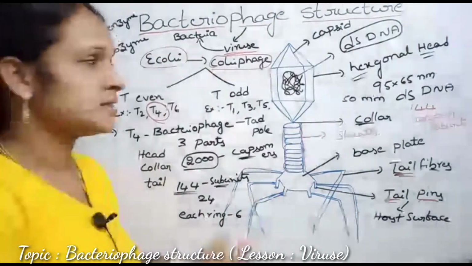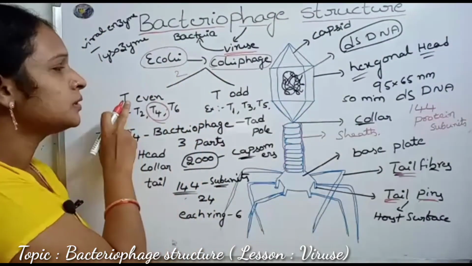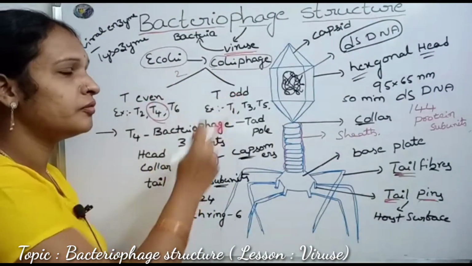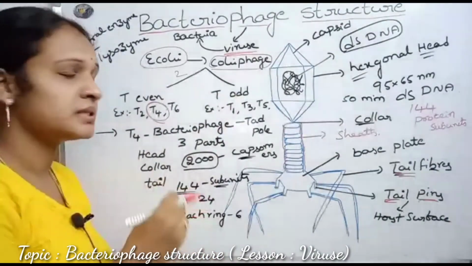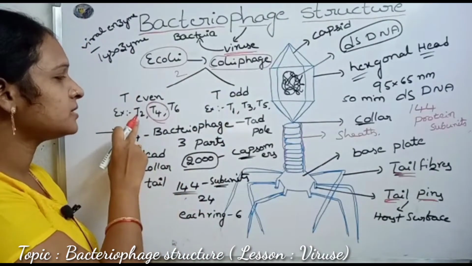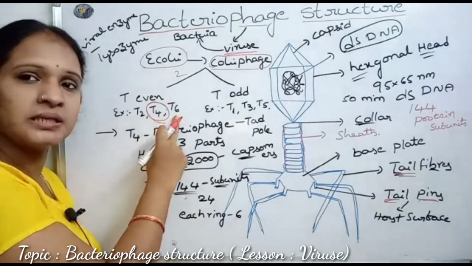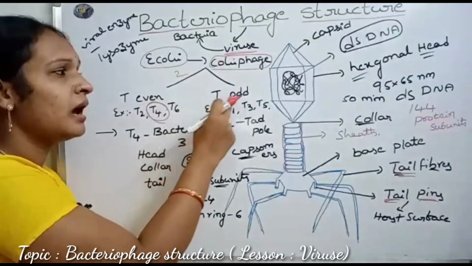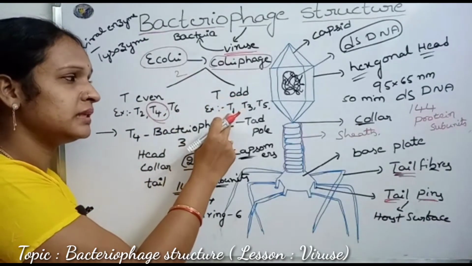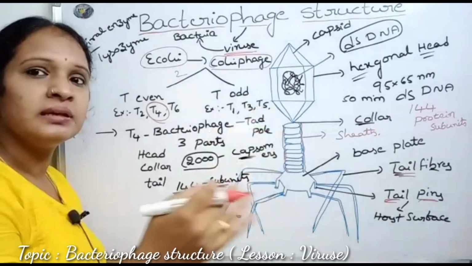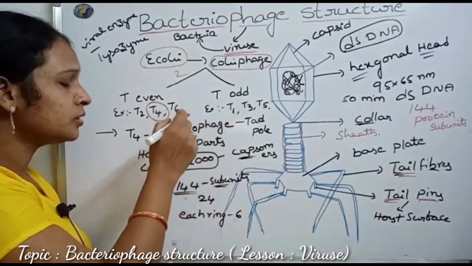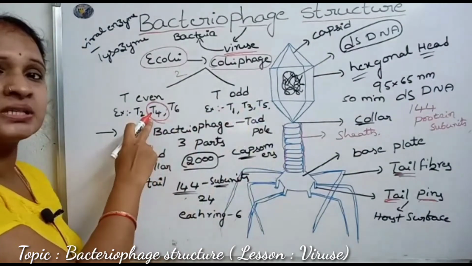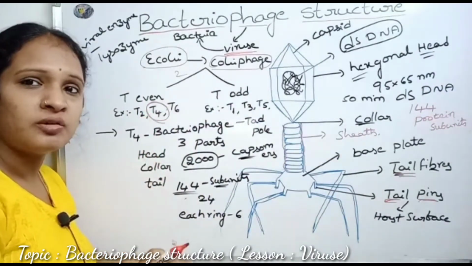These coliphages are classified into two types: T even phages and T odd phages. T even phages have even numbers, for example T2, T4, T6. T odd phages are T1, T3, T5, T7, the odd numbers. So in this video, we are studying the special details of the T4 bacteriophage.